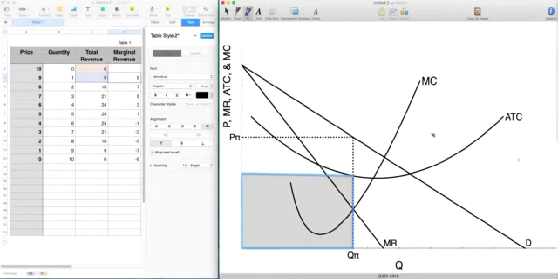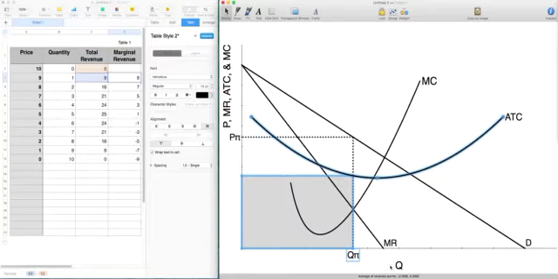And let me change that to gray. I think this is a little off. Let me move it down a little bit. There we go. So that area right there is total cost. Why? Because that area is represented by average total cost multiplied by Q, which gives us total cost.